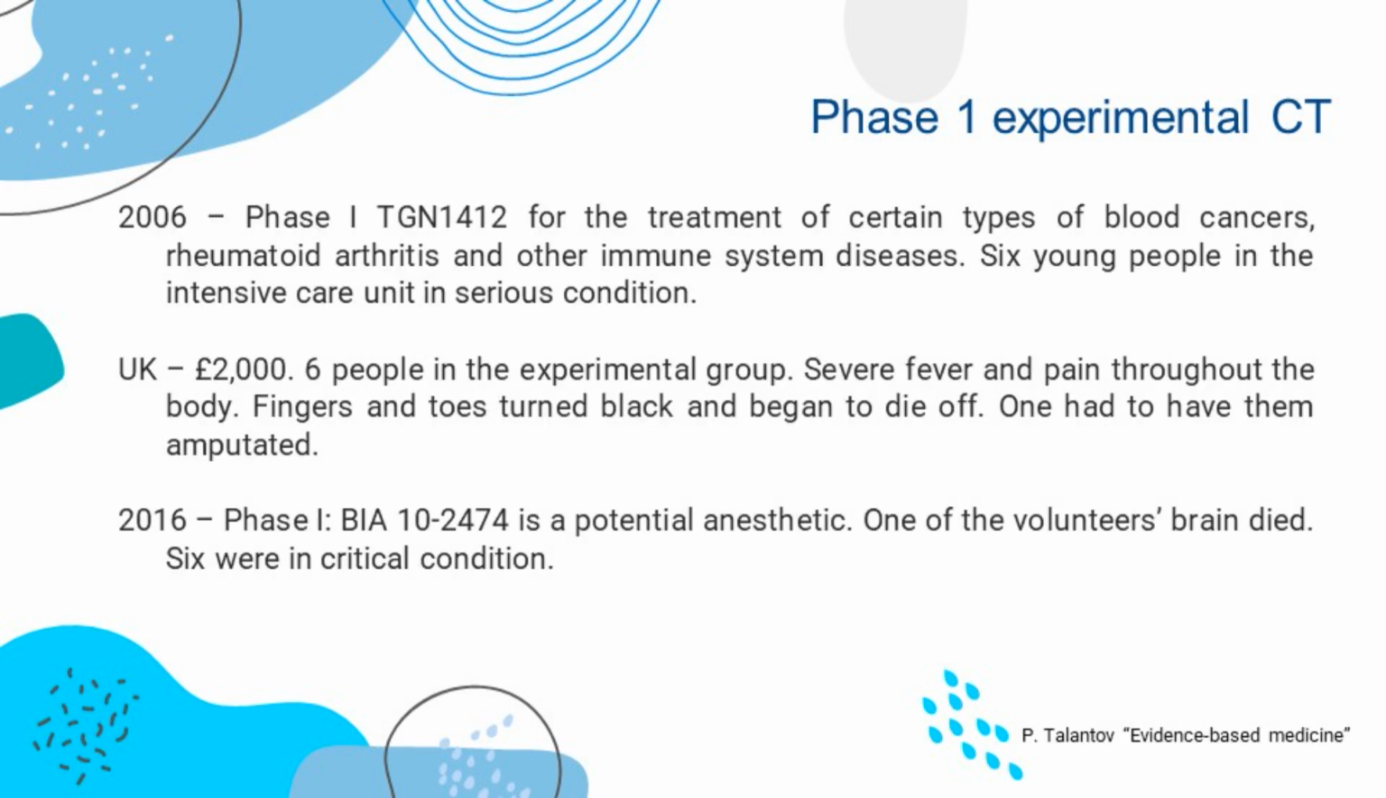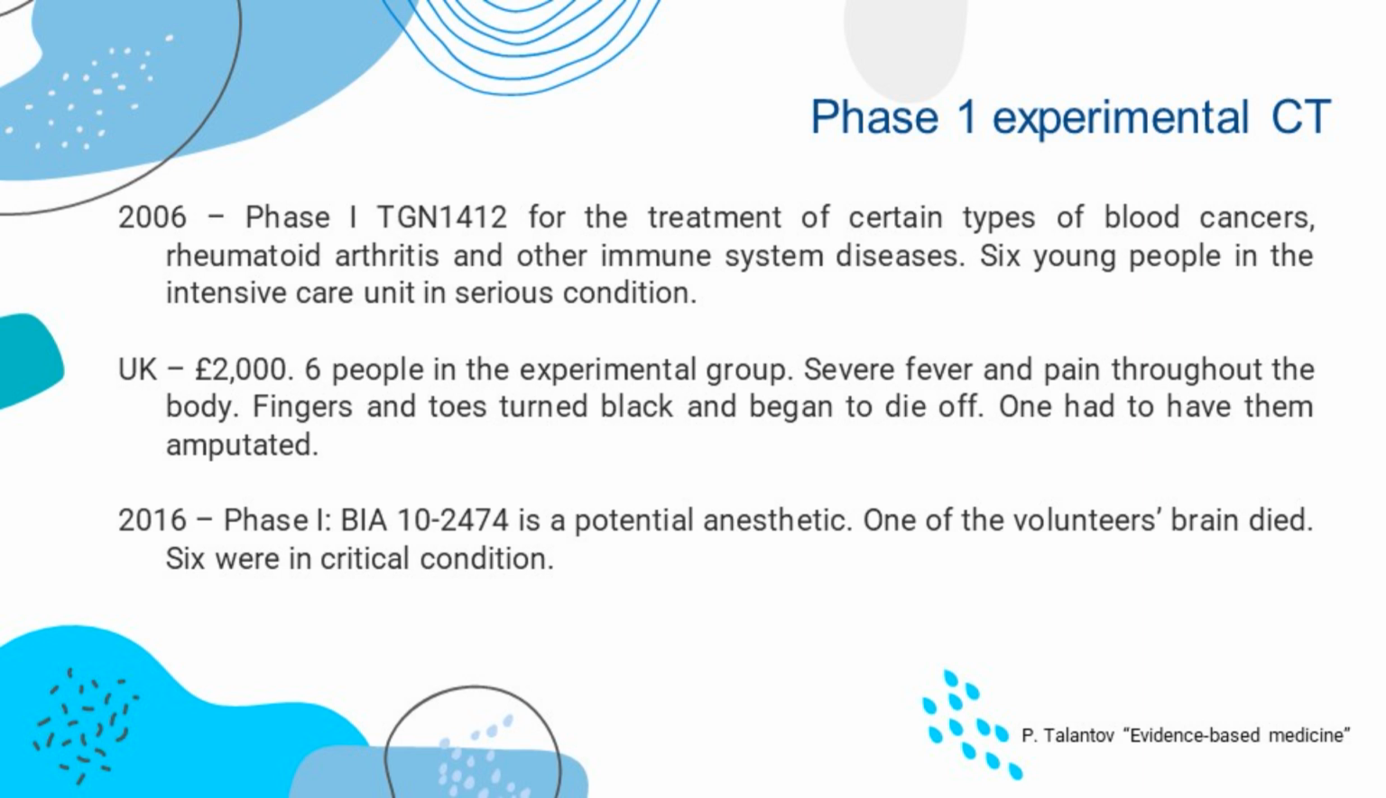The first phase is the most dangerous one. In 2006, the experimental drug TGN-1412 was administered to 6 young individuals in the UK as part of a Phase 1 clinical trial aimed at treating various types of blood cancers, rheumatoid arthritis, and immune system disorders. Shortly after receiving the drug, all 6 participants rapidly deteriorated, experiencing severe fever and excruciating pain throughout their bodies. Distressingly, their fingers and toes turned black and began to necrose, resulting in one participant requiring amputation. The incident left all 6 individuals in serious condition, prompting an intensive care unit response.